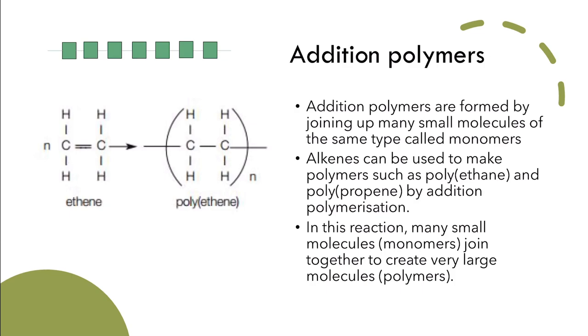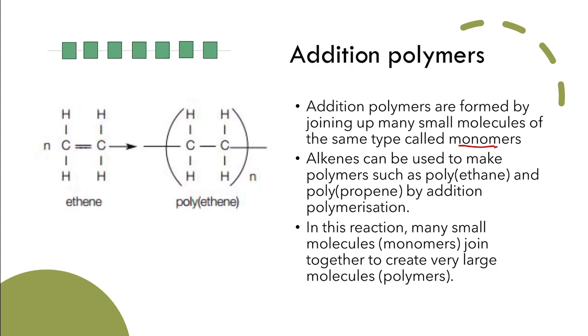There are two types of polymers. There are addition polymers and there are condensation polymers. Polymers in general are formed by joining up many small molecules together, and these small molecules are called monomers. So they are formed of repeating units. So for addition polymers, the repeating units or the monomers that are added together are usually alkenes. We usually use one type of alkene and it's added to each other to give you the polymer.